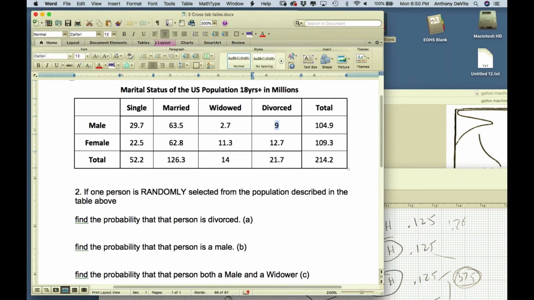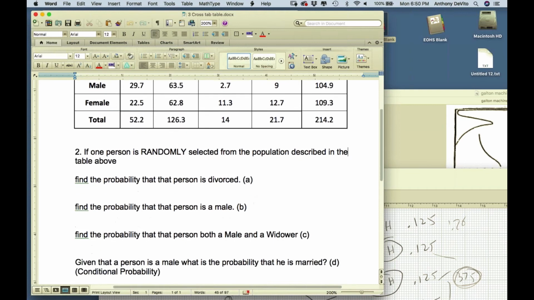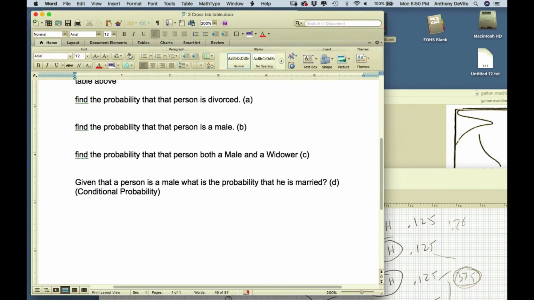9 million out of, there you go. So what is that about? Like 2%? No, what am I saying, 10, that's about 4%, 4 or 5%, right? But you can do that math. Okay. What's the probability that a person is both male and a widower?